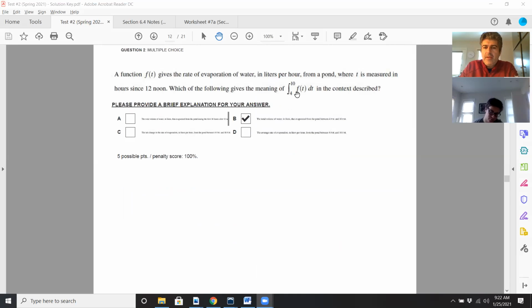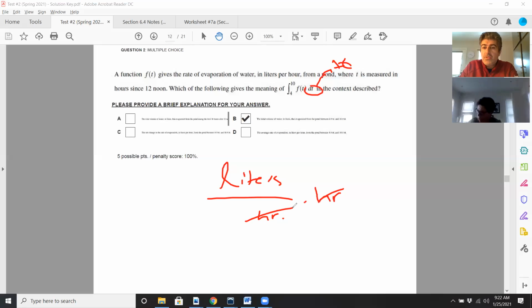So you were asked for the meaning of the integral from 4 to 10 of f of t. f of t is a rate. It's in liters per hour. And your dt is kind of like a change in time, so this is kind of like a delta t here. So essentially what you're doing is liters per hour times hour. Those cancel. And you're going from 4 to 10, so you're doing a 6-hour time frame from t equals 4 to t equals 10.